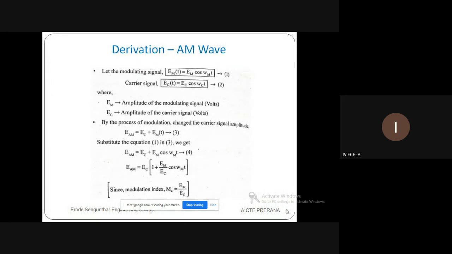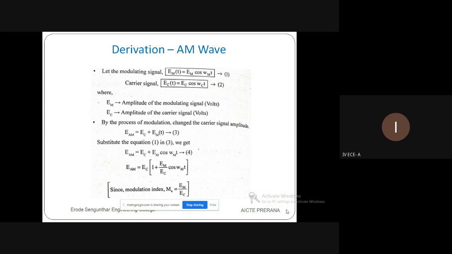Now we'll see the derivation for the amplitude modulated signal. The modulating signal is represented as e_m(t) = E_m cos ω_m t, and the carrier signal is represented as e_c(t) = E_c cos ω_c t, where E_m represents the amplitude of the modulating signal in volts, and E_c represents the amplitude of the carrier signal in volts. In the modulation process, the carrier signal amplitude is varied, and it is given by equation 3: e_AM = E_c + e_m(t).